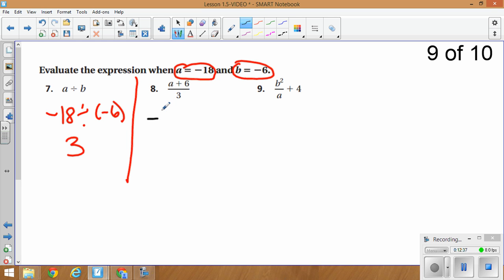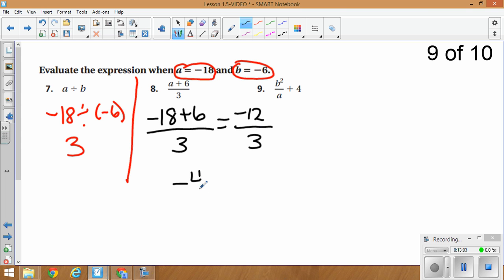For number 8, A is negative 18 plus 6, divided all by 3. So I'm going to simplify this numerator. Negative 18 plus 6, my signs are different, so I'm going to subtract and get negative 12. Now we are dividing by 3. Signs are different. The answer is negative 4. So here we needed the rules of addition, different signs. And then here we needed the rules of dividing, different signs.